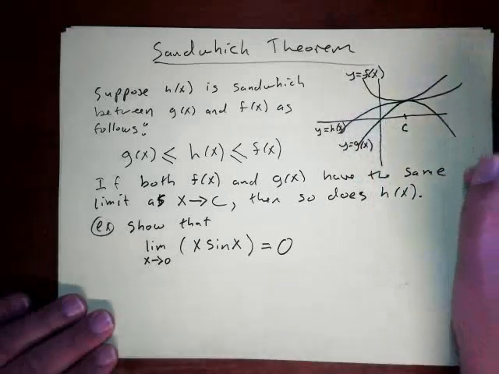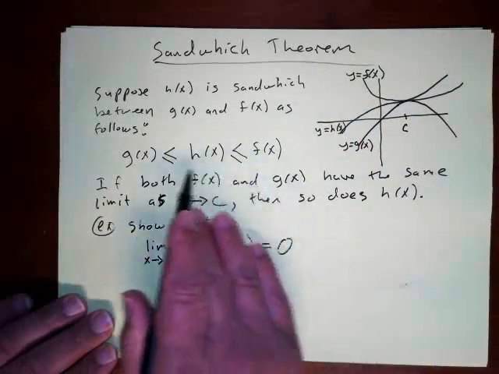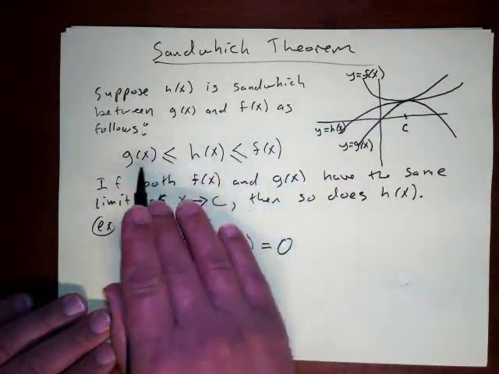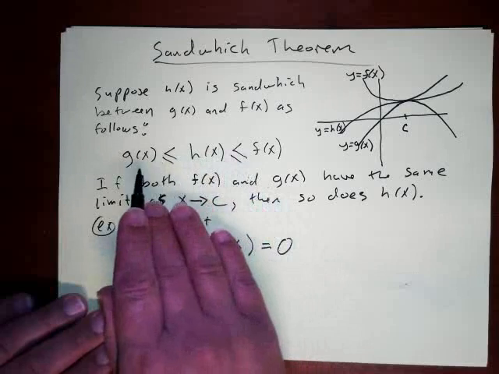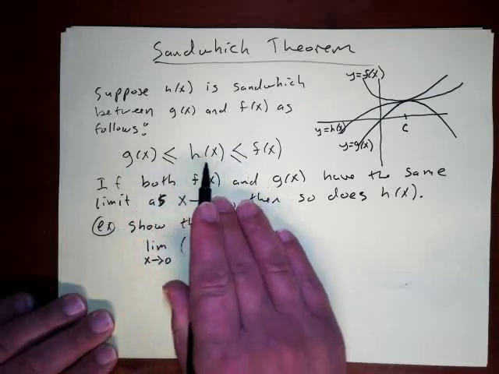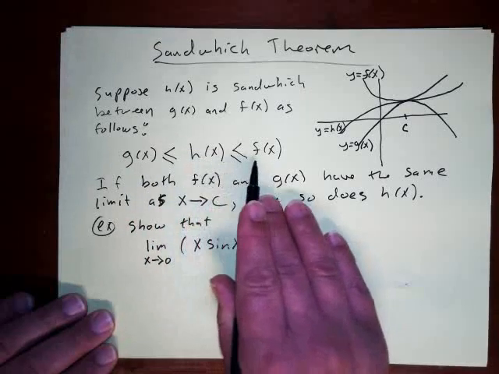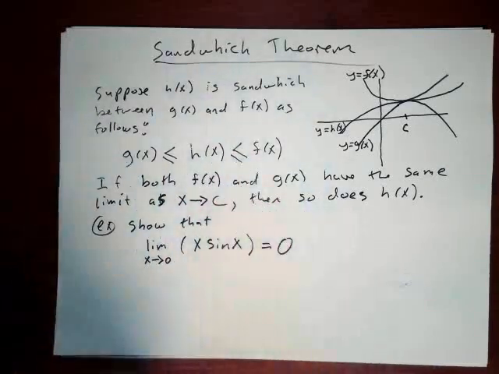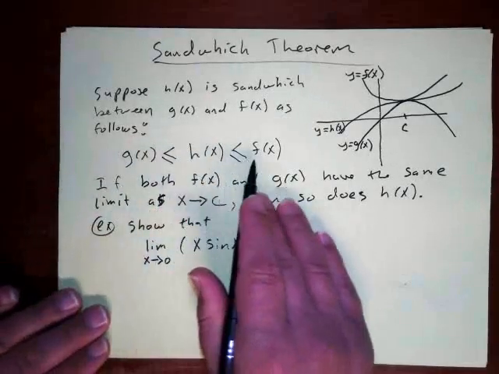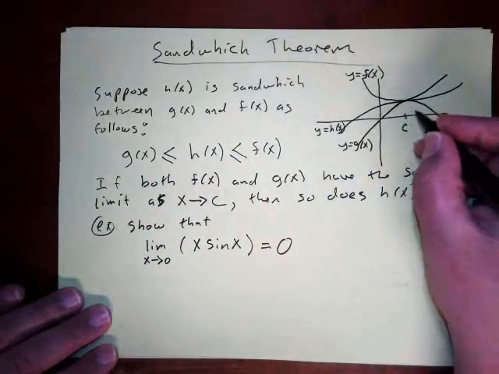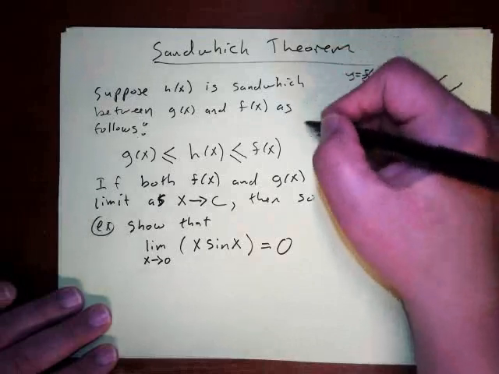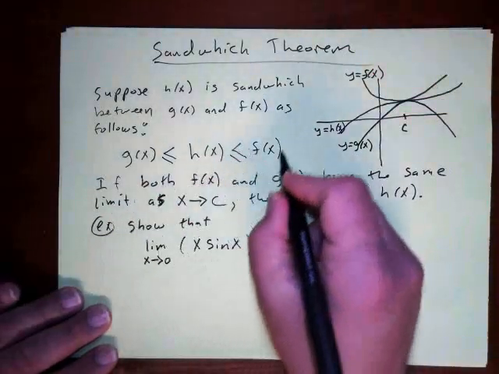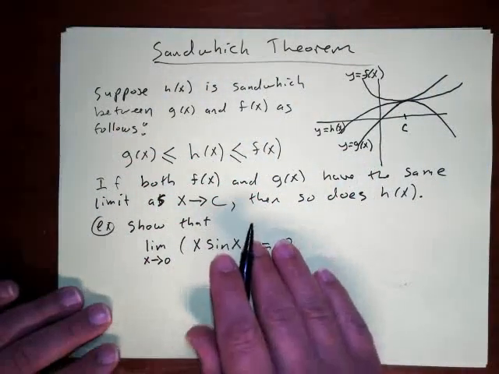is sandwiched between them. What that means is that for all the values of x here, g of x is less than or equal to h of x is less than or equal to f of x. So h of x is between them. In fact, this will work if this is true for all values in an open interval around c. So it doesn't matter what's going on far away, but in an open interval around c, if you have this inequality, then this will work.